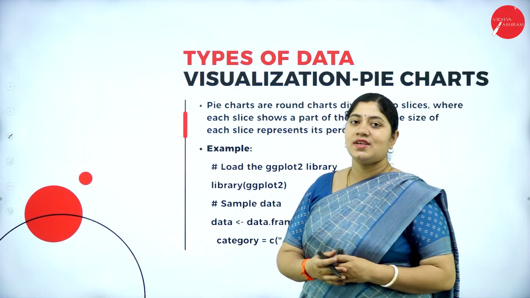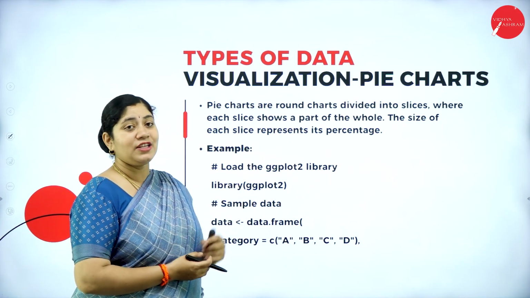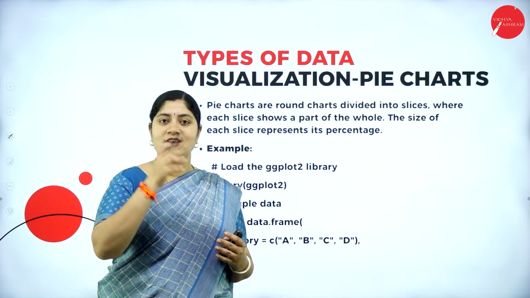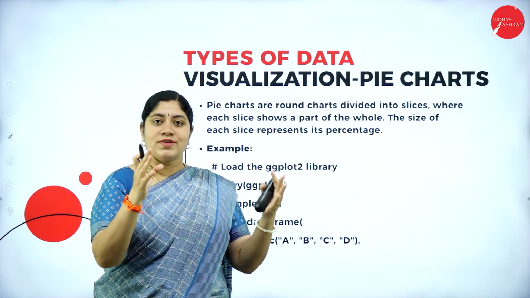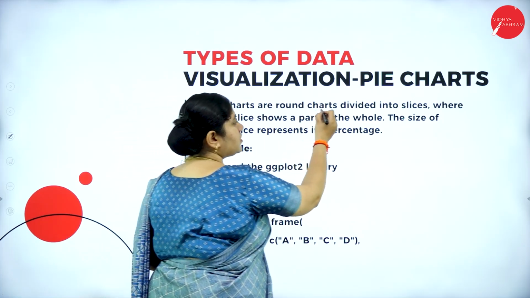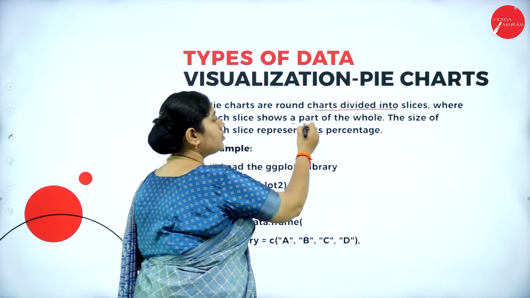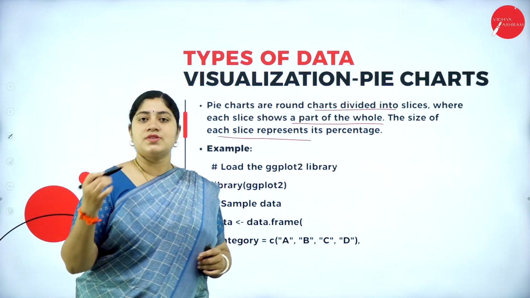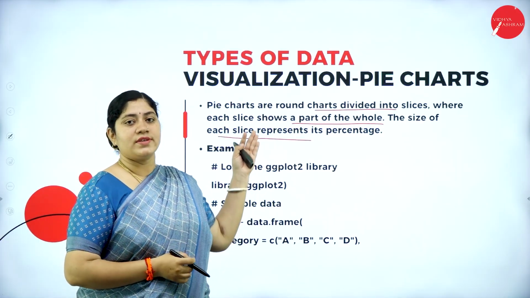So yes, the next type of visualization is the pie chart. If we say pie chart, the thing we get in our mind is a circle, and in that circle the different categories, right? So yes, it is a pie chart. This chart is divided into slices where each slice shows a part of the whole. So the size of each slice represents its percentage. So the representation or the category, we call it a slice, okay?